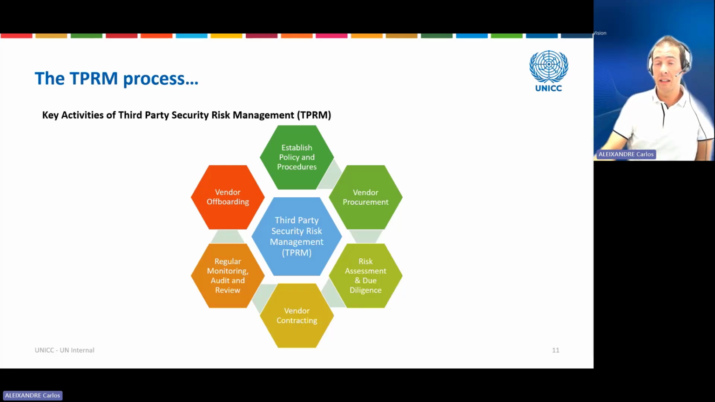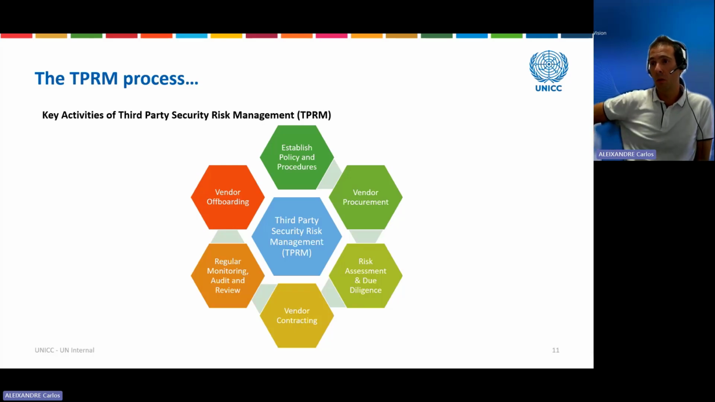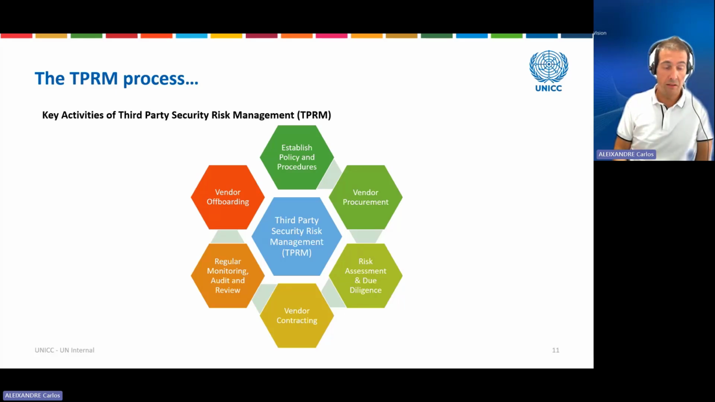We should also set, as part of establishing policies and procedures, what are our minimum requirements to be added during the tender process and also at contractual level, right? And this is very important. Also, given the nature of the UN, we have our privileges and immunities, which should be considered always and should be added into the contract. So all these things will also be defined at the policy level.